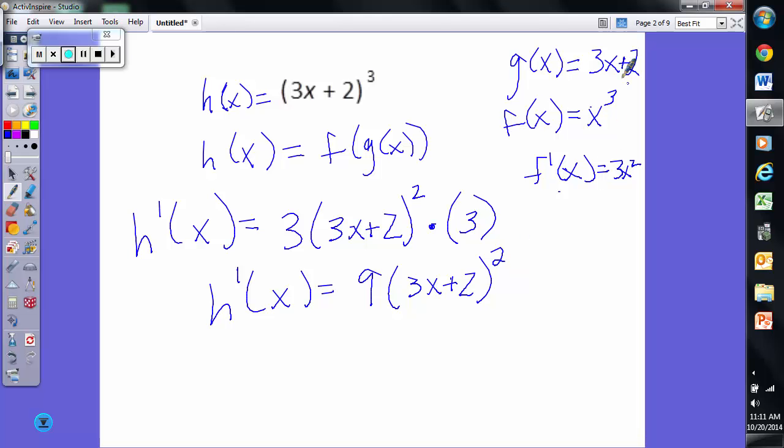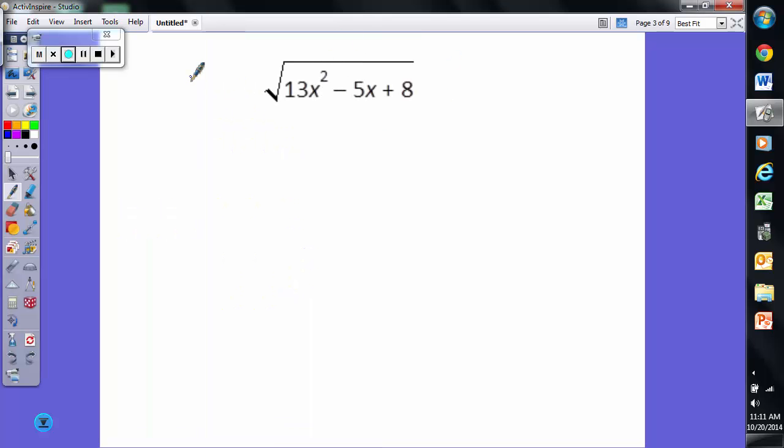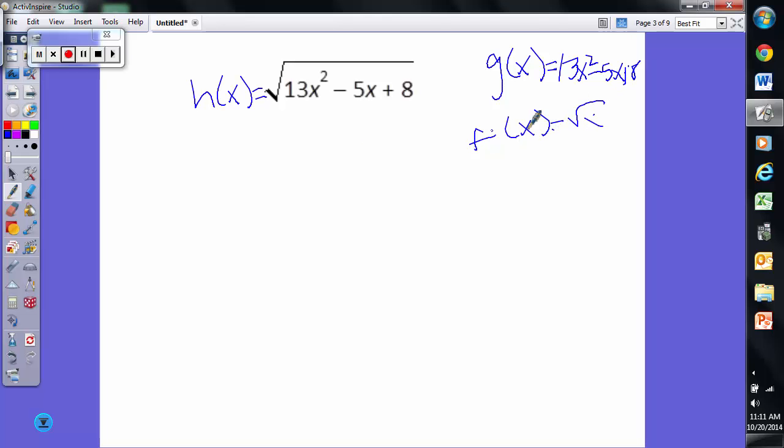Personally, I think this is all a little bit confusing. I like to say take the derivative of the outside, leave the inside alone, times the derivative of the inside. So here, my bigger function, this is h of x, the big thing is the square root of x, right? What got put into the square root of x? Well, this 13x squared business got put into the square root of x. So the derivative of the outside would be the derivative of the square root of x. So I'm going to write this like 13x squared minus 5x plus 8.